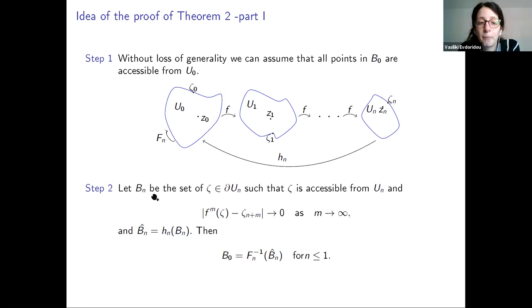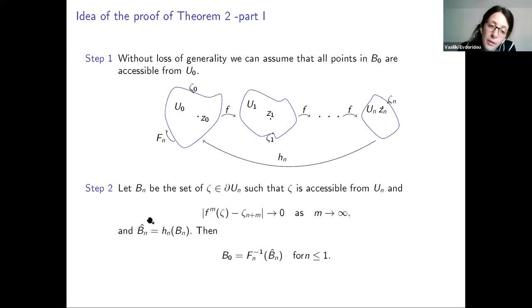And we define it in this way. We take B_n to be the set of boundary points of U_n which are accessible from U_n, and also satisfy that the nth iterate of ζ tends to ζ_{n+m}, where ζ_{n+m} is understood in the way that ζ_n is the forward image of ζ_0, right? So we define B_n in this way. And if we take n to be equal to zero, this coincides with B_0. So we have B_0 and our sequence B_n, subsets of the boundaries of U_n.